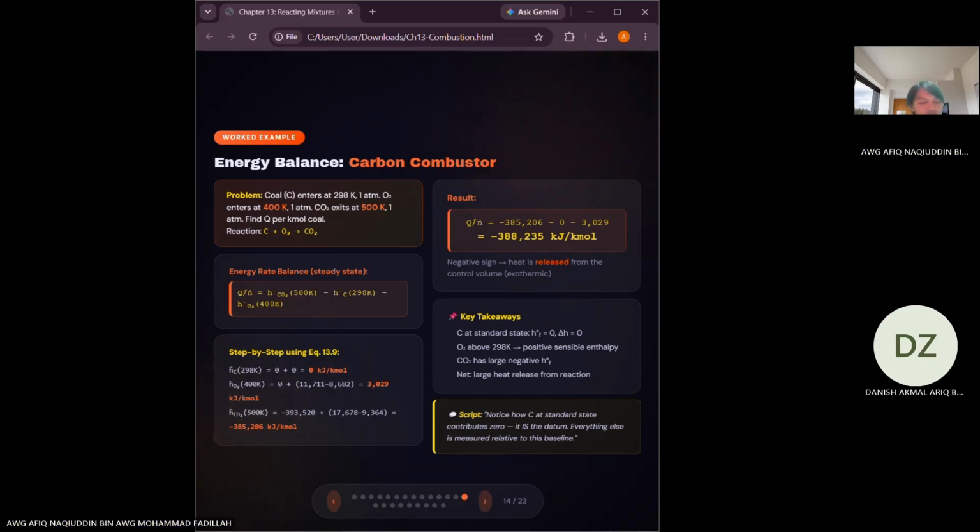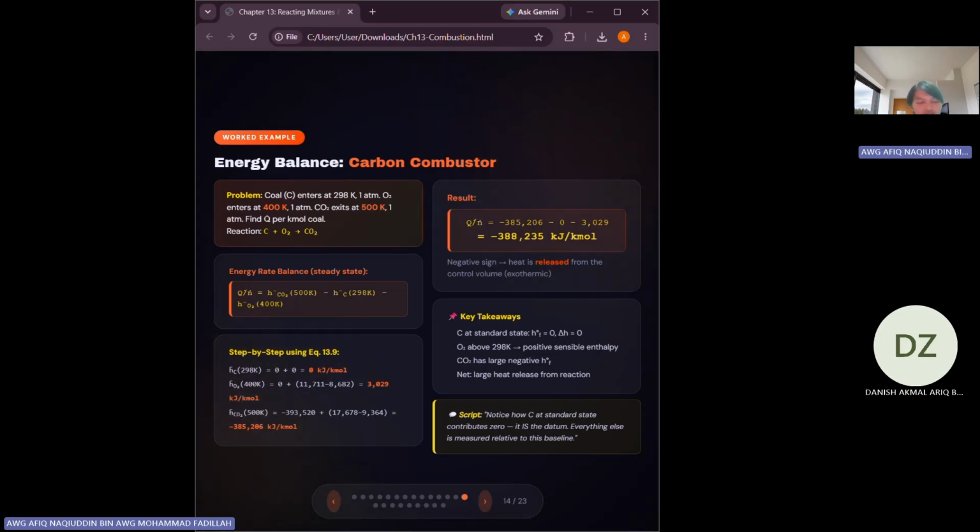For CO2, exiting at 500 Kelvin, h of CO2 is equal to negative 393,520 plus h at 500 Kelvin minus h at 298 Kelvin. From Table A-23 for CO2, h at 500 Kelvin is equal to 17,678 kilojoule per kilomole. H at 298 Kelvin is equal to 9,364 kilojoule per kilomole. Therefore, h of CO2 is equal to negative 393,520 plus 17,678 minus 9,364, equal to negative 385,206 kilojoule per kilomole.